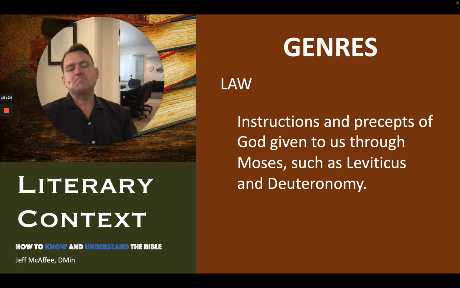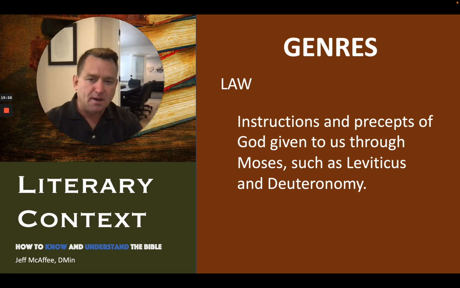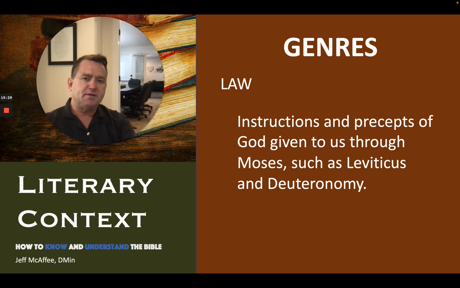The genre of law in the Bible is the kinds of books in the Bible that give instruction and precepts of God given to us through Moses, such as Leviticus and Deuteronomy. All right, so the law books are found in the Pentateuch, which is the first 5 books of the Bible. Pente is the Greek word for 5. These books were written by Moses, right? Genesis, Exodus, Leviticus, Numbers, and Deuteronomy.